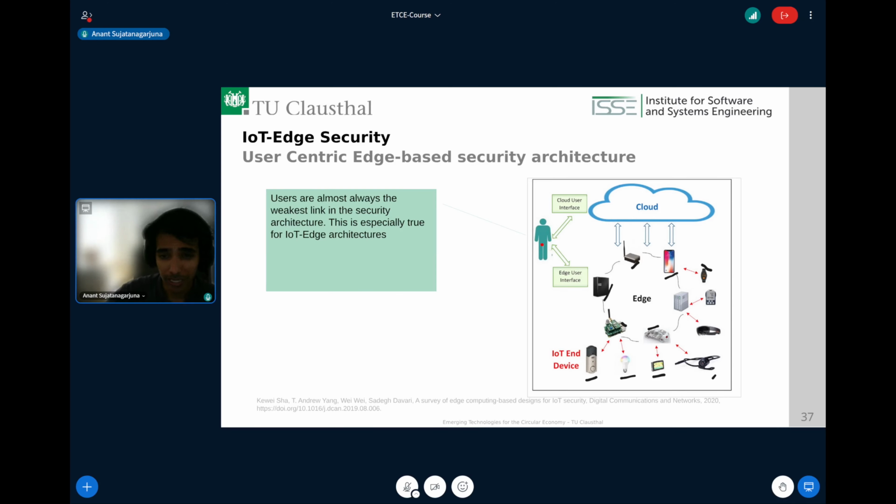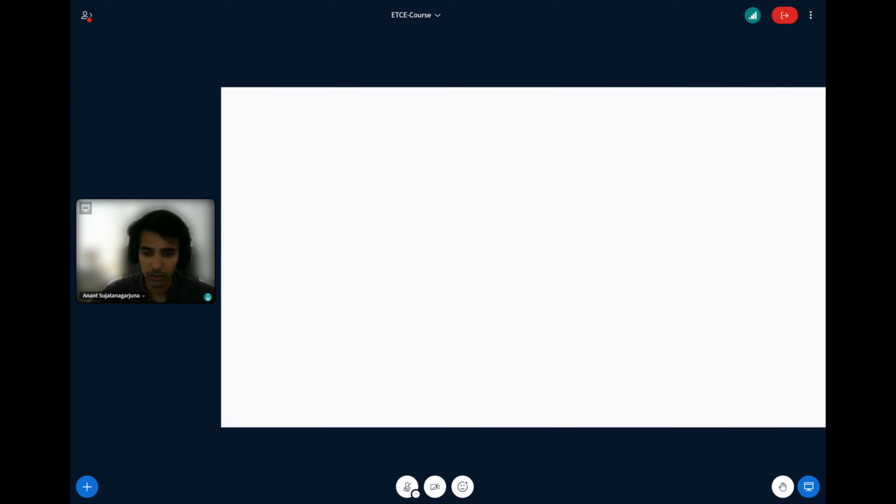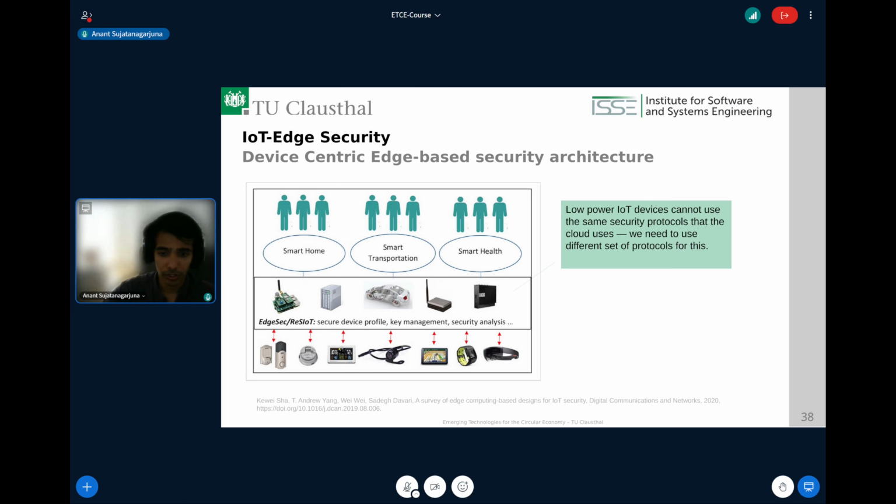And the user also has an interface to the cloud. So if the user is not aware of how to protect themselves, both from the aspects of security and privacy, your whole system is vulnerable to attacks. So there is the user-centric approach to edge-based security architecture, in which you first have to make sure that the user is aware of how to protect their data.